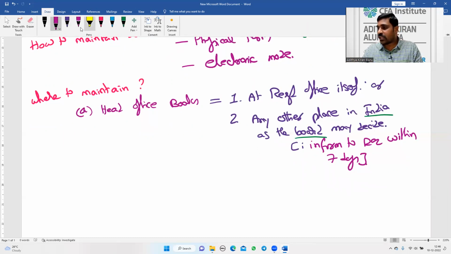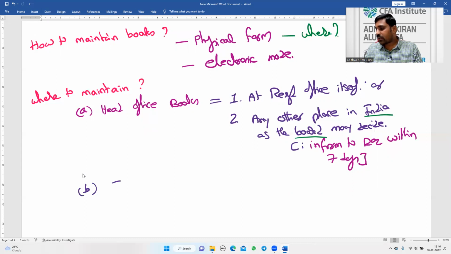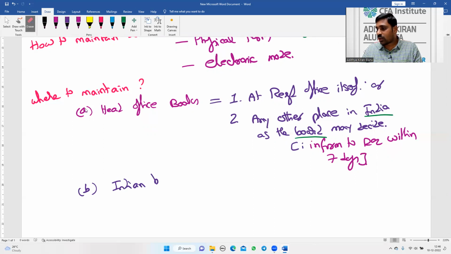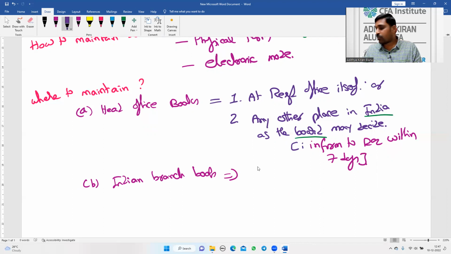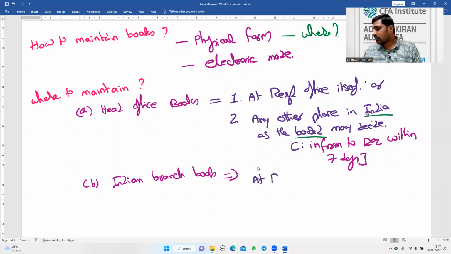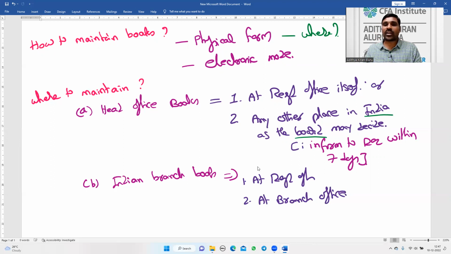Next, Indian branch books. We have to keep the Indian branch books. So where to maintain the Indian branch books? Indian branch books can be kept at the registered office or at the branch office.